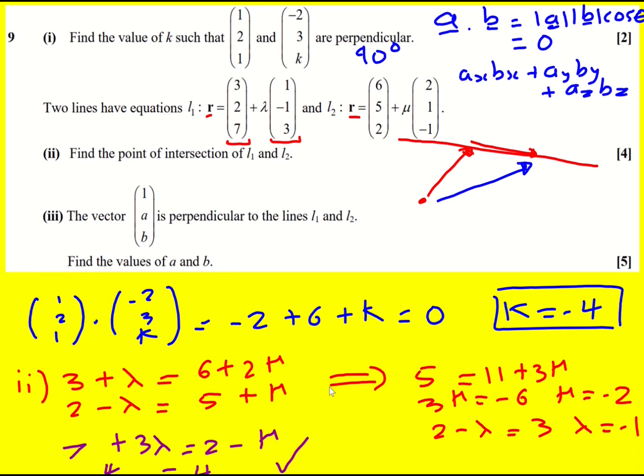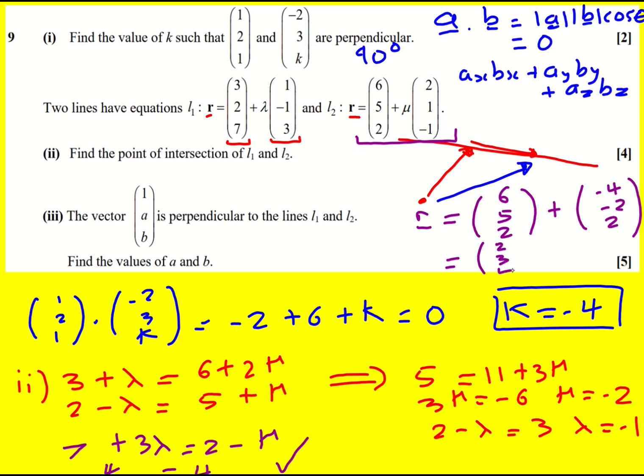And now I can either sub mu in or lambda into my equation. I'll put it into this one, I think. So where they're going to intersect, it's going to be r equals (6, 5, 2) plus mu times the direction vector. And now I can replace mu by -2. So I'll multiply this direction vector by -2 to give me (-4, -2, 2), which gives me (2, 3, 4). So the point of intersection is then going to be the coordinate (2, 3, 4).